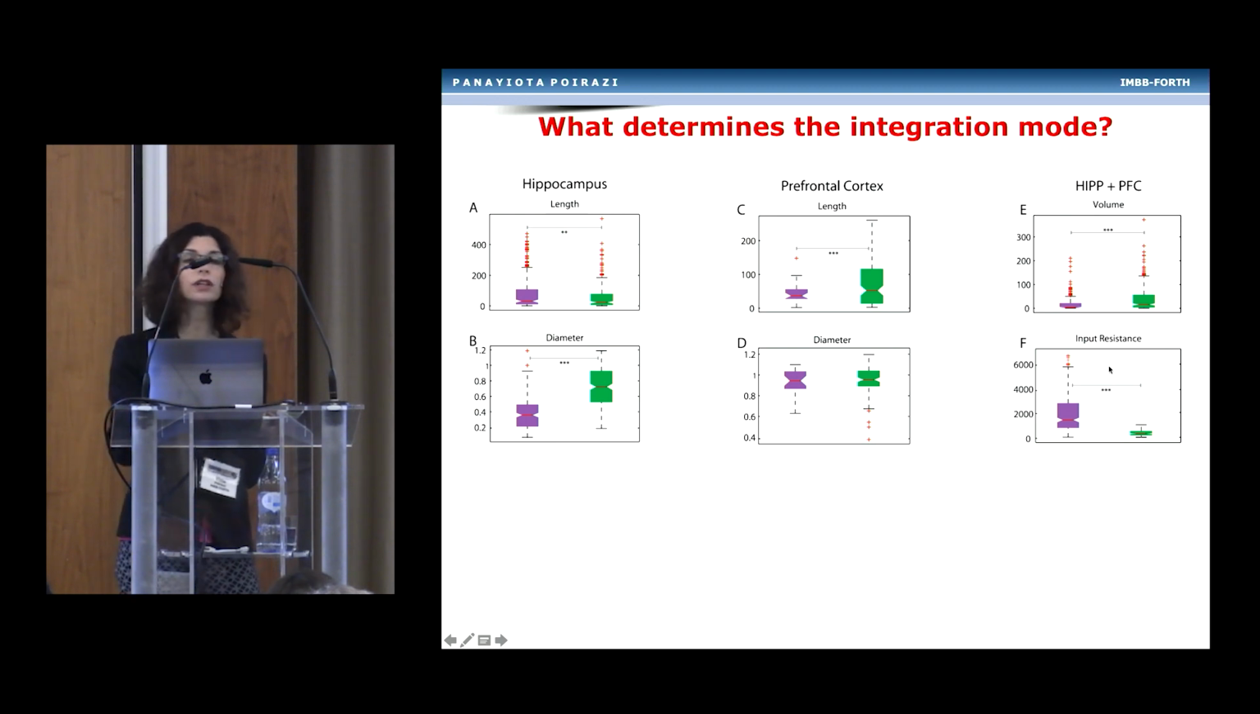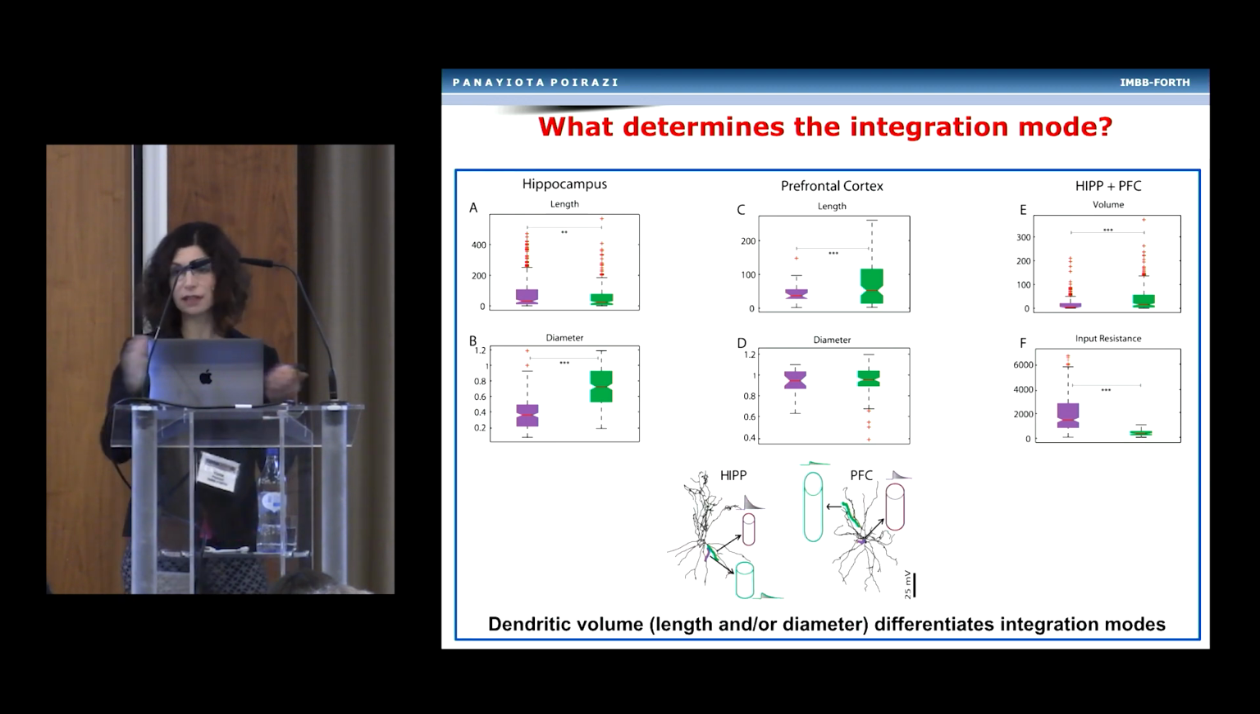So we have morphological determinants that tell us how these dendrites will integrate their inputs. They're not precisely the same in both areas, but they both involve the volume. So in the hippocampus, we have thicker supralinear dendrites. In the PFC, we have longer supralinear dendrites.